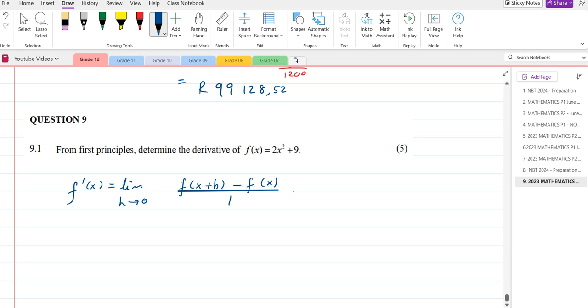Right, so now what I'm going to do is take the 1 over h out, so I don't have to keep on ruling off. So limit as h approaches 0 of 1 over h into f of x plus h. You need to substitute x plus h in the function. So 2 into (x plus h) all squared plus 9, minus f of x, 2x squared, please use brackets, plus 9. Right, so I hope you understood that.